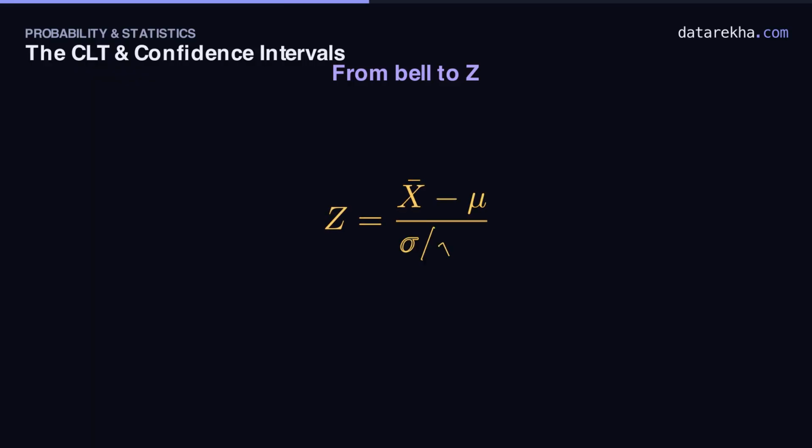Once x bar is approximately normal, we can standardize it. The same trick that turns any bell into the one reference bell. Subtract the center mu, then divide by the spread, which here is the standard error sigma over root n. The result, z, is a standard normal, mean 0, variance 1. From there we read off probabilities using capital Phi of z, the area to the left of z under the standard bell. One symmetry does a lot of the lifting. Phi of minus z equals 1 minus Phi of z. We'll lean on that in a moment.